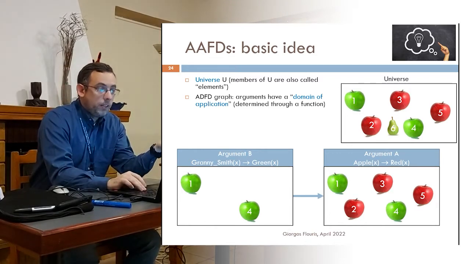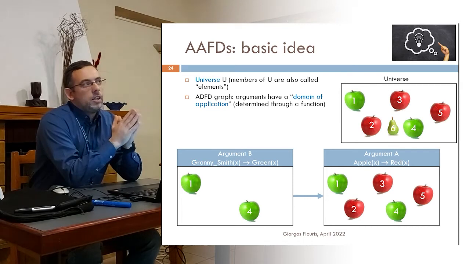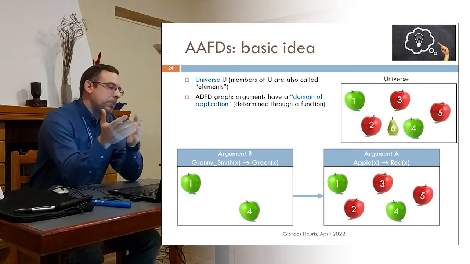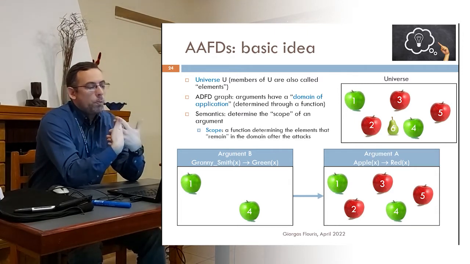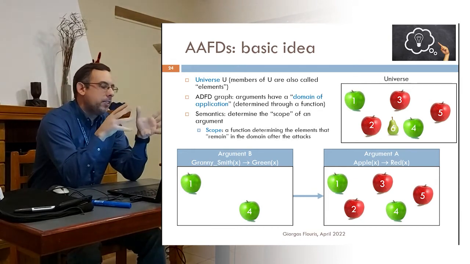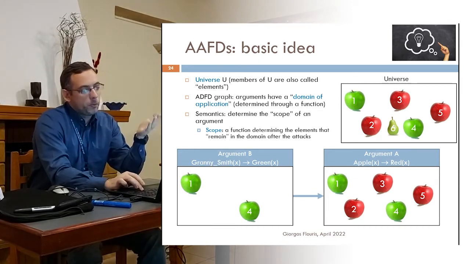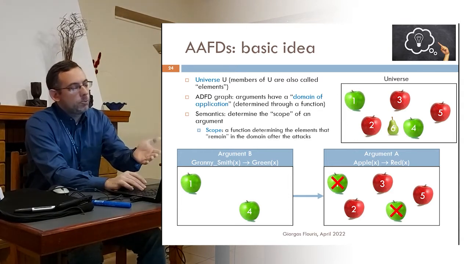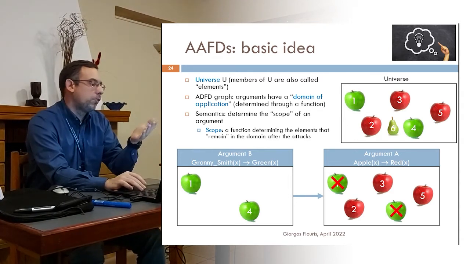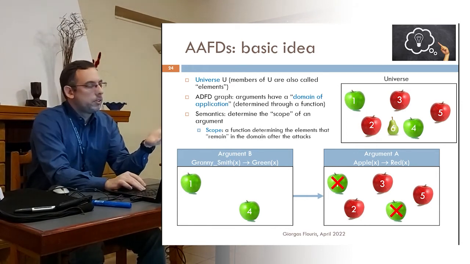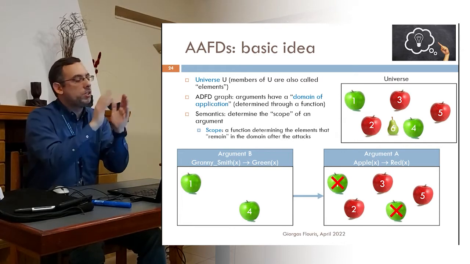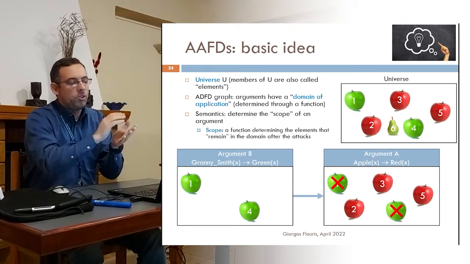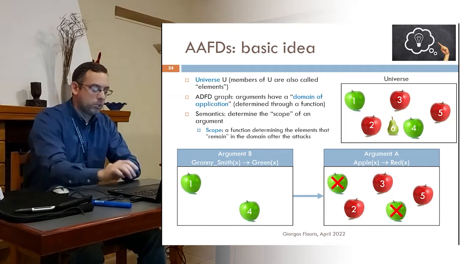And then to define the semantics, instead of dropping entirely an argument or accepting entirely an argument, semantics are defined through scopes. A scope is a function that determines the elements that remain in the domains after the attack. So in this particular scenario that I showed, argument B will attack argument A, but its attack is only relevant for the apples that argument B talks about, Granny Smith apples. Therefore, this is what will happen. We will just remove apple 1 and apple 4 from the domain of argument A, but we still retain our belief in argument A with regards to the other apples that it talks about.